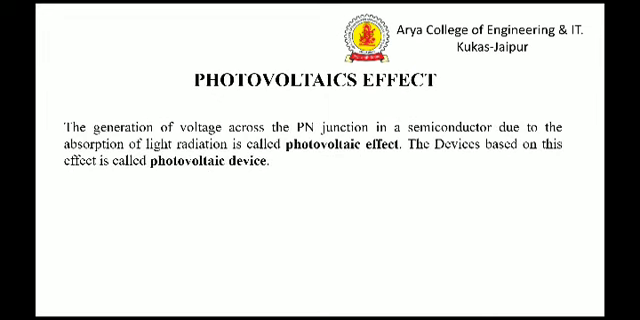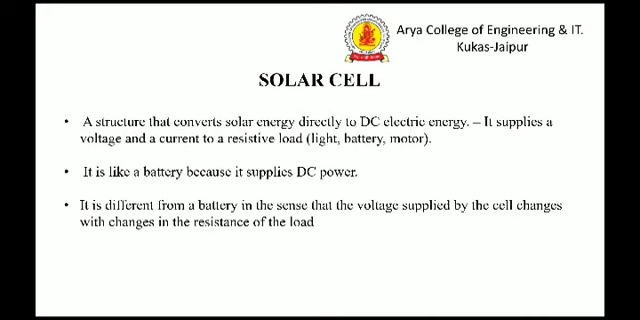Now we will discuss what is the photovoltaic effect. The generation of voltage across the PN junction in a semiconductor due to the absorption of light radiation is called the photovoltaic effect. The devices based on this effect are called photovoltaic devices.